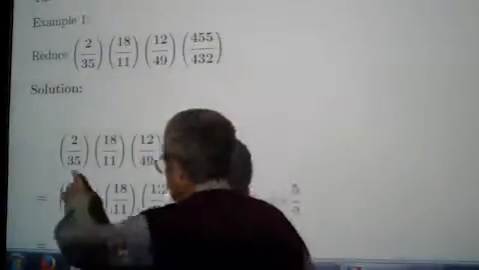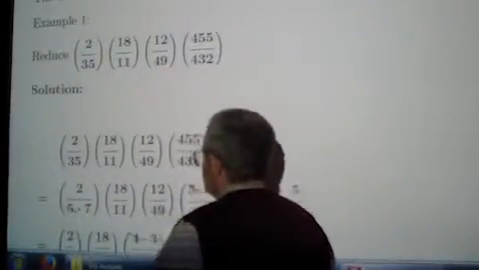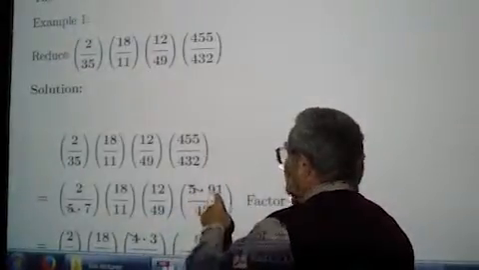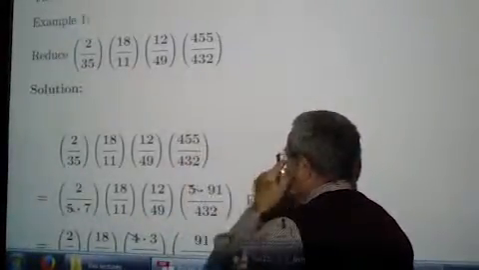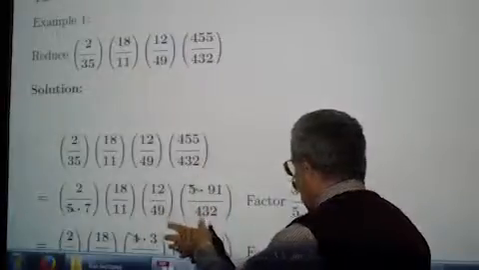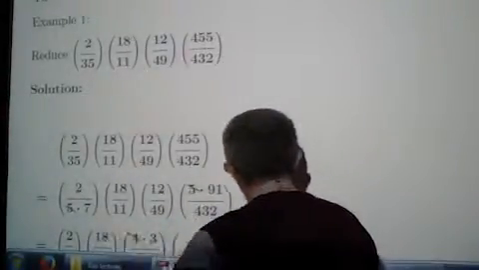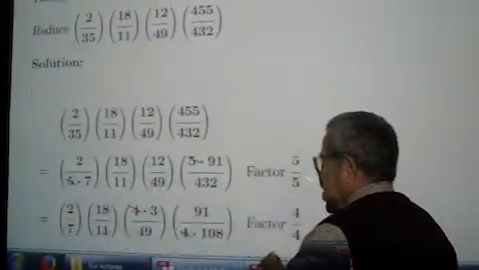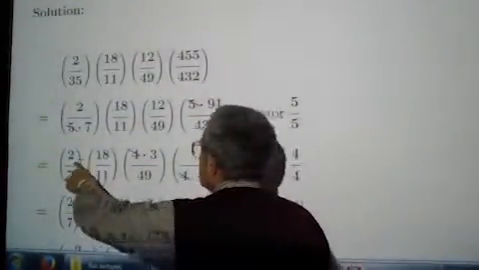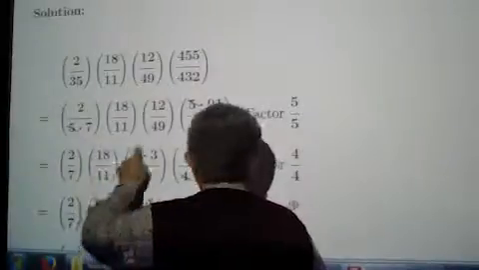So I've taken the 35, made it a 5 times 7, and I had a 5 times 91 here, which was 455. I do this one step at a time because I'm limited for space. So I get rid of the 5, I factor out 5 over 5, which is 1. I'm left with 2 over 7, the 5 is gone, and 91.